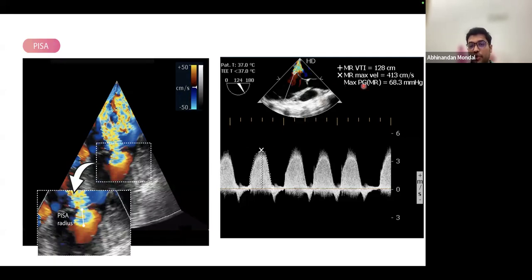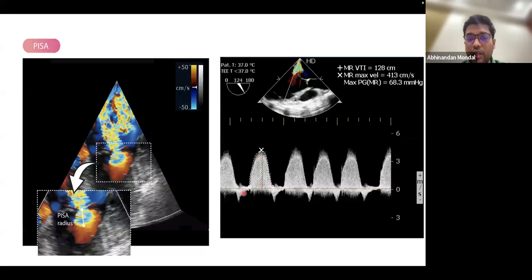And also we can appreciate, if we do an MR VTI and MR maximum velocity, we can get a maximum PG of 68.3 millimeter of mercury. And from the MR VTI, if we put a continuous wave Doppler on this jet, we can get this kind of tongue-like waveform. And it is also a complete waveform, you can see. So you can appreciate this is a severe MR.